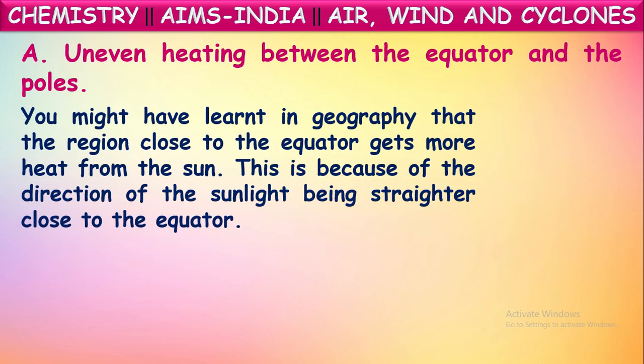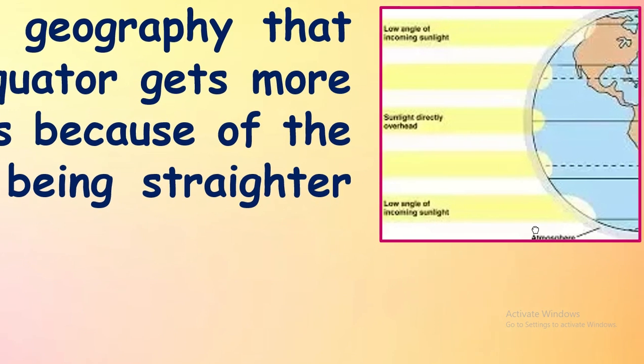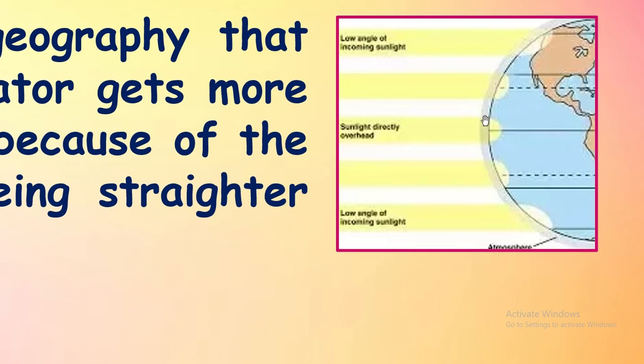You might have learnt in geography that the region close to the equator gets more heat from the sun. This is because of the direction of the sunlight being straight close to the equator, isn't it? So, the region close to the equator gets more heat from the sun. See here, the equator place gets sunlight directly overhead. So this area will get more sunlight and more heat from the sun. So it becomes warmer than the polar regions.